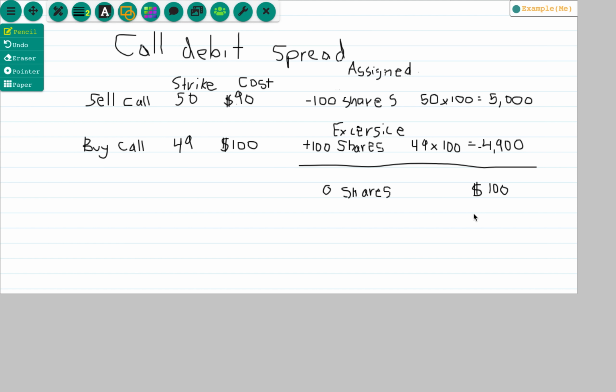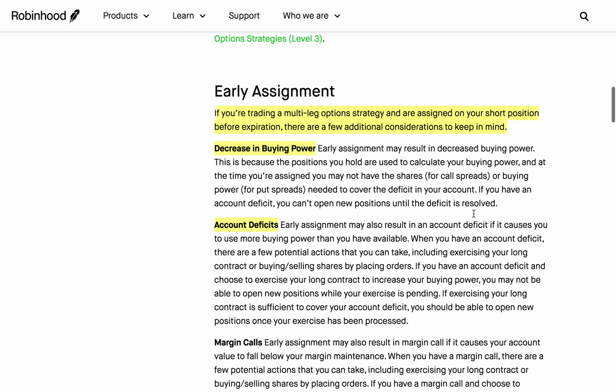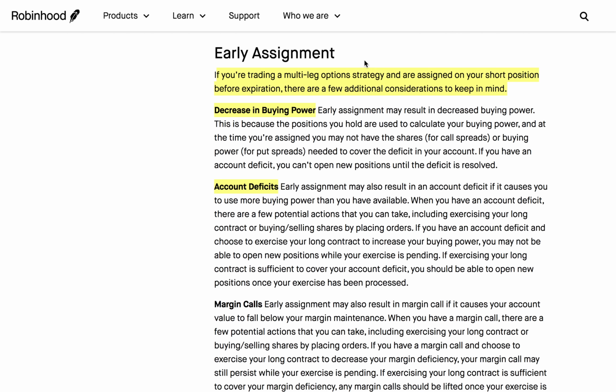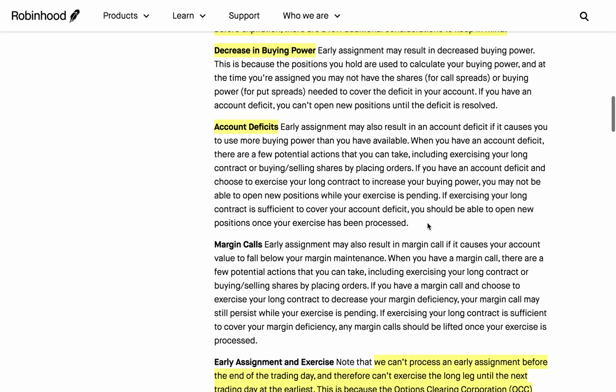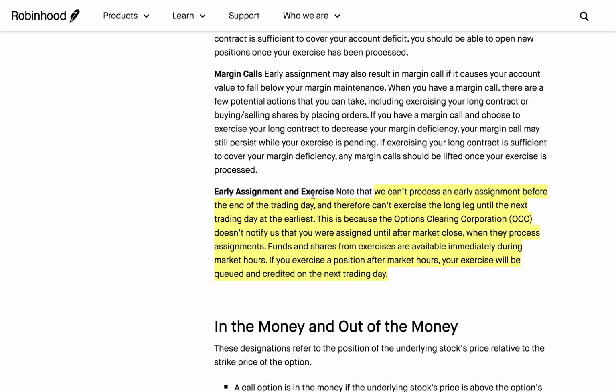Now let's jump back here to this article. A couple of other things I want to mention. If you're trading multi-leg option strategies and you're assigned on the short position before expiration, there are a couple of other considerations to keep in mind, like decrease in buying power, and you can read why that happens, account deficit as well. But I want to focus on early assignments and exercises.